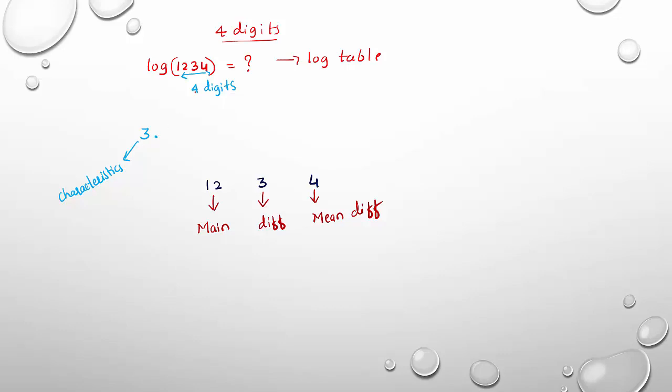Now we have to find the log of 1234. The first 2 digits are 12. We have to see this number from the main column. The third digit we have to see from the difference column, and the last digit, 4, we have to observe from the mean difference column. Now we can go to the log table. First we have to go for 12 and 3.